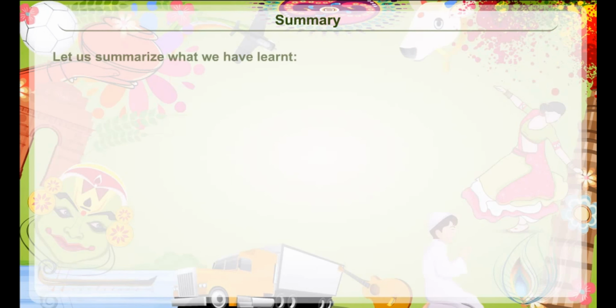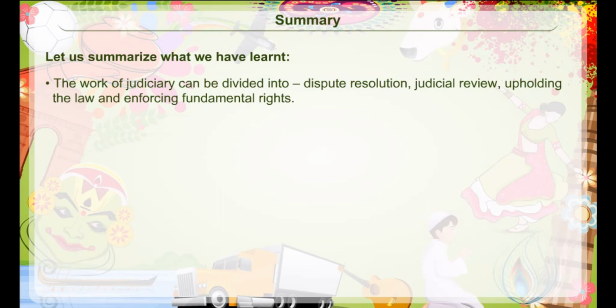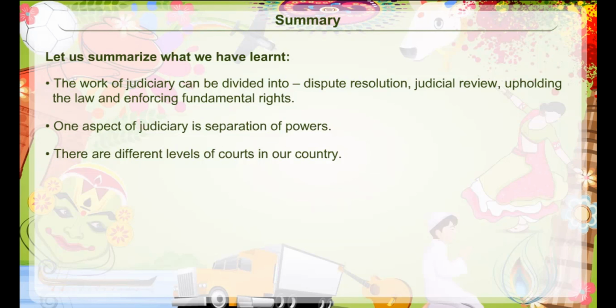Summary. Let us summarize what we have learned. The work of judiciary can be divided into dispute resolution, judicial review, upholding the law, and enforcing fundamental rights. One aspect of judiciary is separation of powers. There are different levels of courts in our country. Every citizen has a right to justice through the courts.